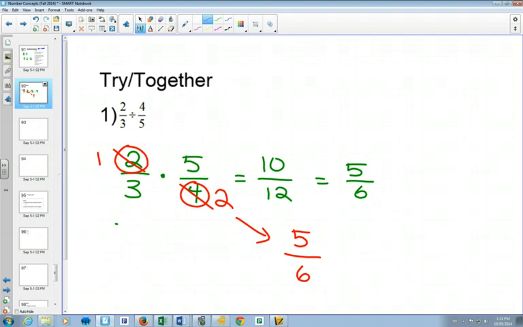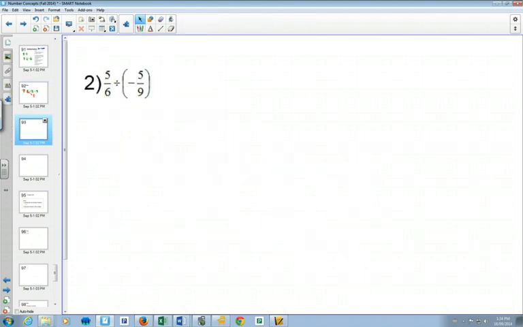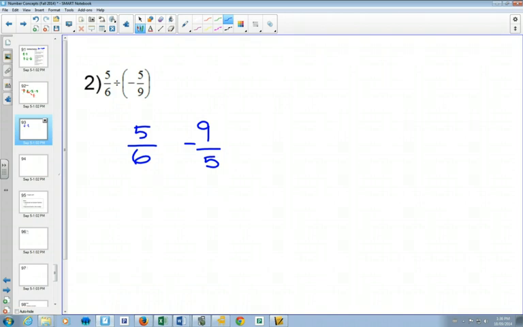So here's one I want you to try. It has a negative sign in there as well. Okay, let's see how you did. First of all, flip the second one. So now it would be 9 over 5. And change it to multiply.